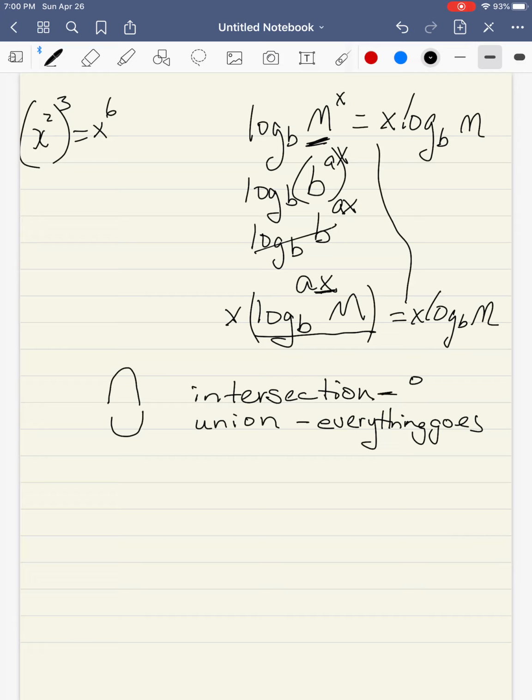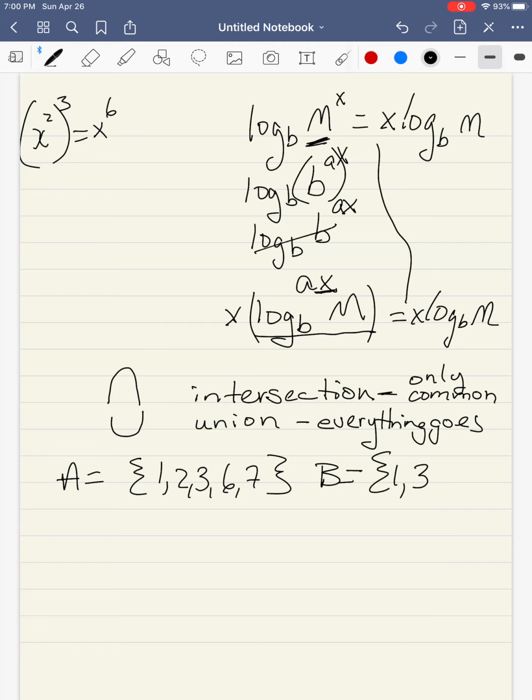And then this one, only the common elements. All right, so if I give you set A is 1, 2, 3, 6, and 7, and I say that set B is 1, 3, 8, and 9, and I ask you to find A intersect B. You can always tell the difference because the U goes for union. If it's not union, it's obviously intersect. So we're looking for the numbers that are common to both of these sets.